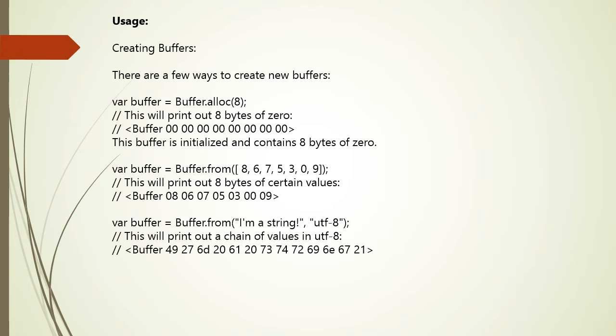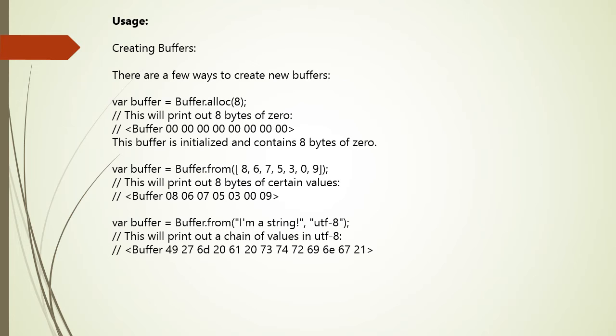This buffer is initialized and contains 8 bytes of zeros. Then, var buf = Buffer.from([8, 6, 7, 5, 3, 0, 9]). This will print out 8 bytes of certain values. For example, here we have defined the values 8675 and so on. The output will look this way, as shown in the slide. This initializes the buffer to the contents of this array. Keep in mind that the contents of the array are integers representing the bytes.